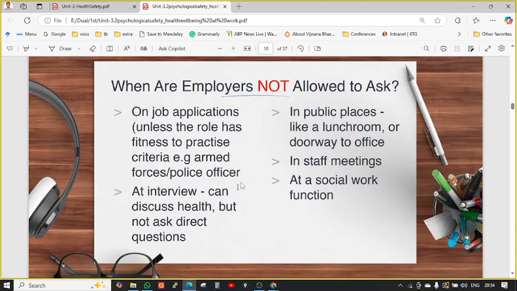Then when are employers not allowed to ask? When not allowed to ask? On job applications, unless the role fits the employee. An interview may discuss health but not with direct questions.